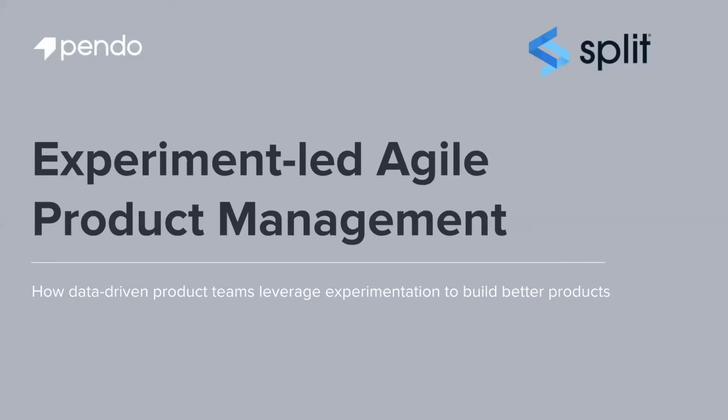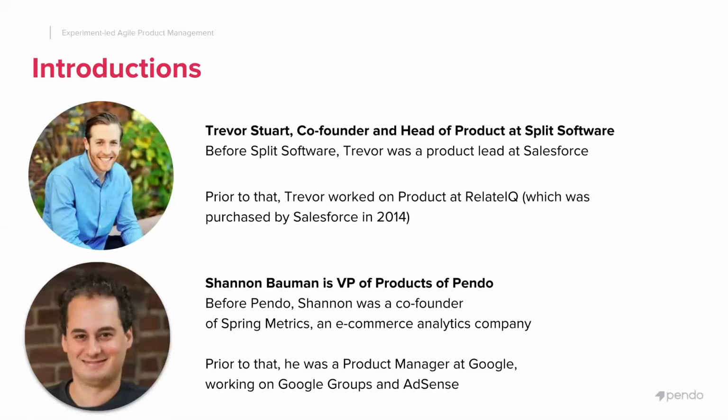I'll start with introducing today's presenters. We have Trevor Stuart, co-founder and head of product at Split Software. Before Split Software, Trevor was product lead at Salesforce, and prior to that, he worked on product at RelateIQ, which was purchased by Salesforce in 2014. And from Pendo, we have Shannon Bauman, who is VP of Products. Before Pendo, Shannon was co-founder of Spring Metrics, an e-commerce and analytics company. And prior to that, he was product manager at Google, working on Google Groups and AdSense.